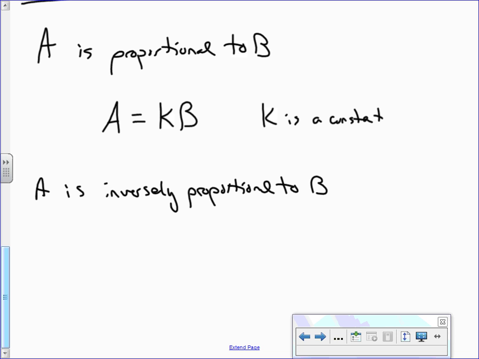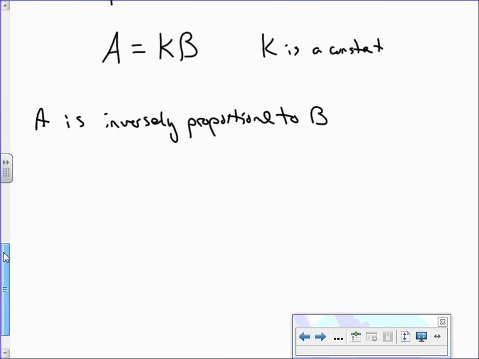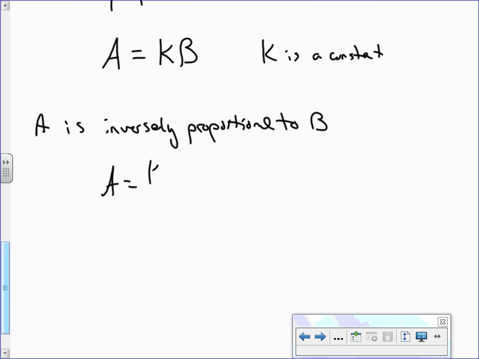A is inversely proportional to B. Proportional means as one increases, the other increases, or as one decreases, the other decreases. Inversely proportional is one increases, the other one decreases. Does anybody remember what that looks like? That would be A equals K over B. Now, some people learn it this way: K equals A times B. Okay, so you just have to watch out for when they change the language on this.